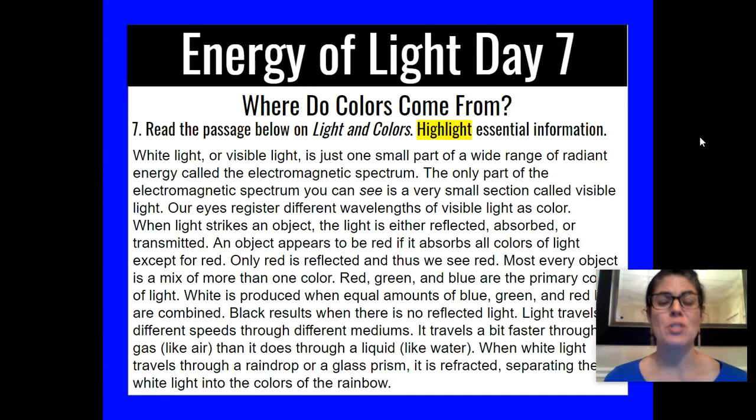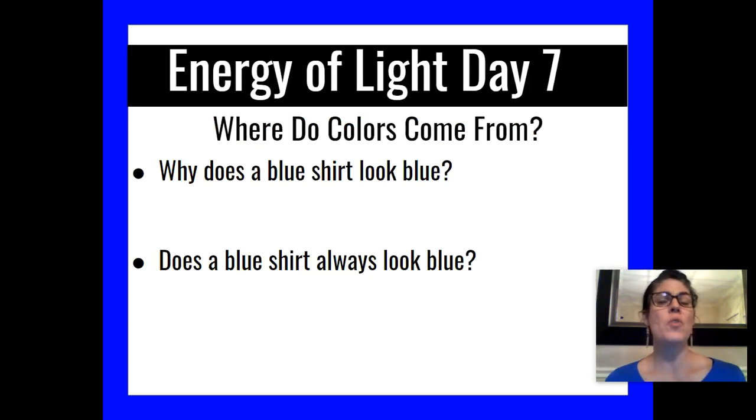The next step is to read this passage on light and colors and highlight essential information. To show that you understand where colors come from, answer these 2 questions. Why does a blue shirt look blue? And does a blue shirt always look blue? That's a little bit of a challenge question. I want to see if you can figure out the answer.